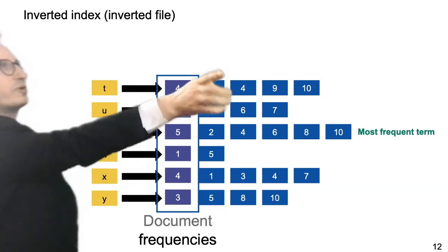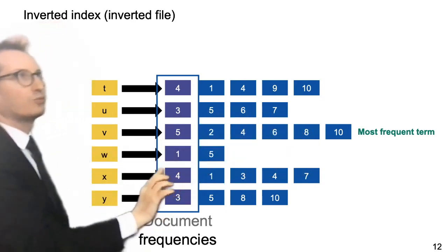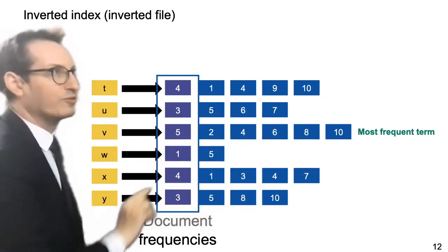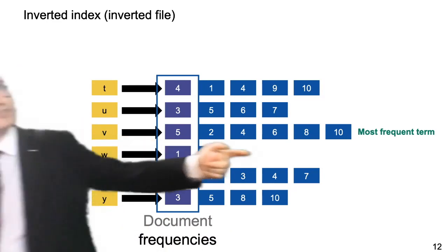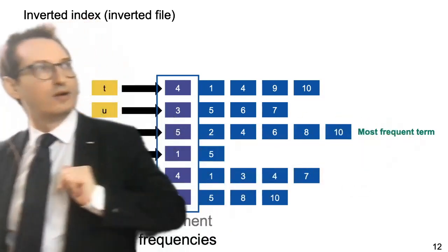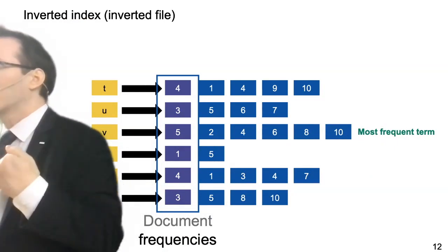4, 1, 2, 3, 4. 3, 1, 2, 3. 6, 5, 1, 2, 3, 4, 5. 1, there's only 1. 4, 1, 2, 3, 4. 3, 1, 2, 3. And then you can see the highest number right there gives you the most frequent term, the term with the highest document frequency.